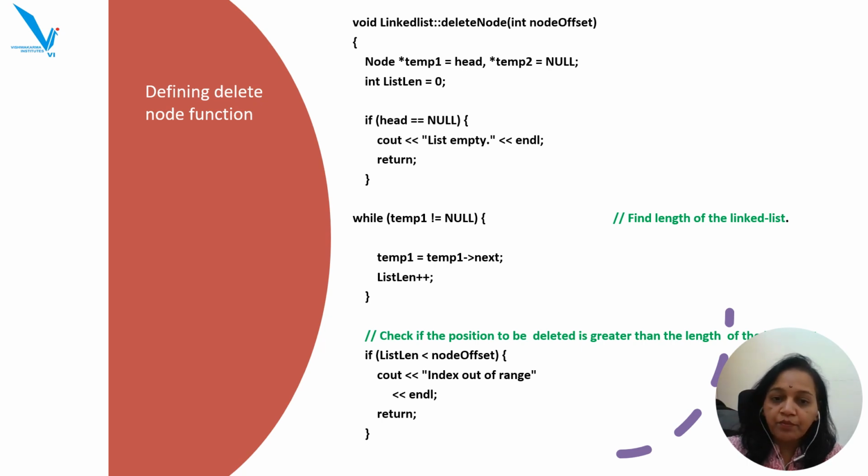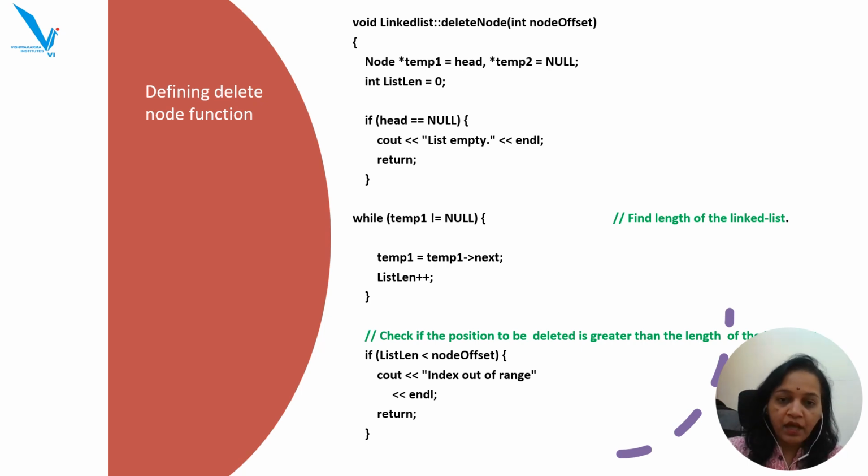Take your temporary pointer, say temp1. temp1 is currently pointing to head, right? So while temp1 is not equal to NULL, what you have to do? temp1 is equal to temp1 next. You have to move this pointer to the next nodes until you find NULL. In this way you will traverse the whole list, and every time you have to do listLength plus plus. Initially it is 0. Once this loop is executed completely, you will get the length of your linked list in the listLength variable.